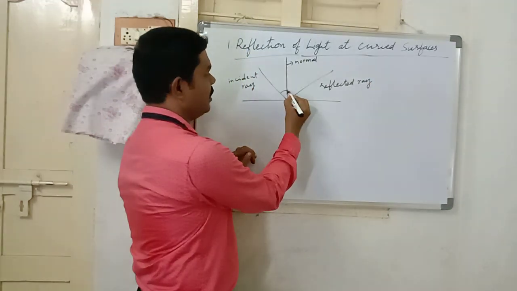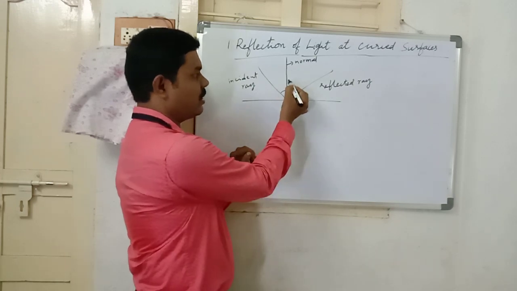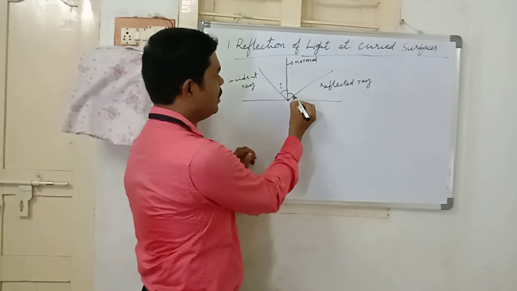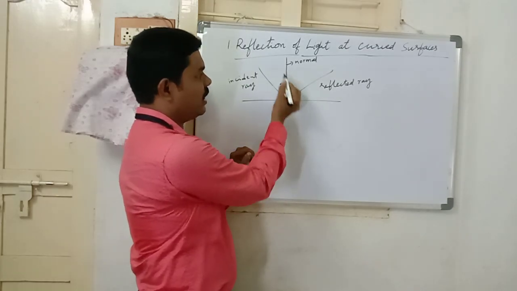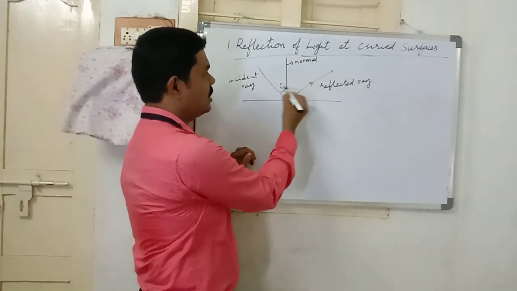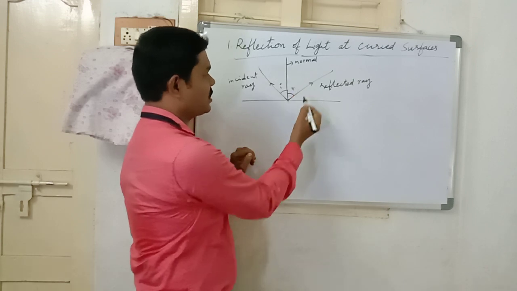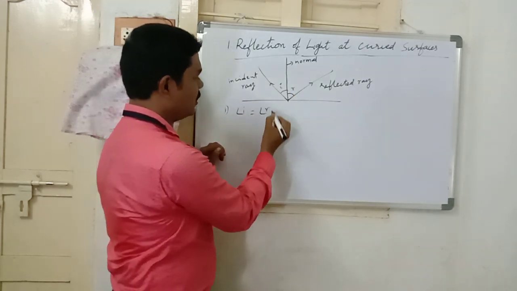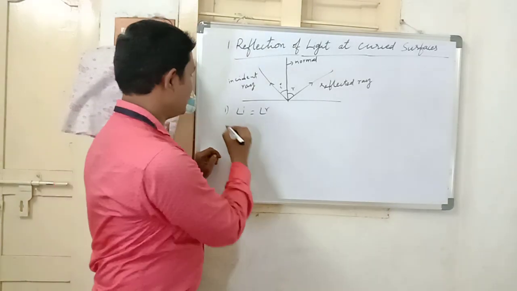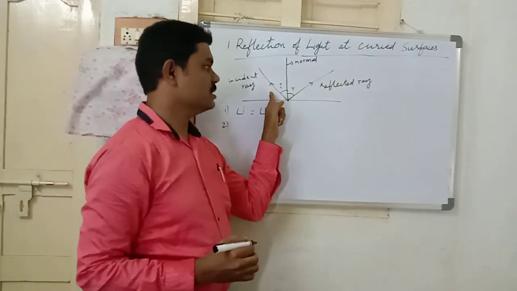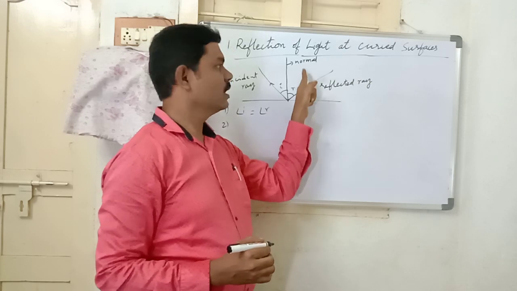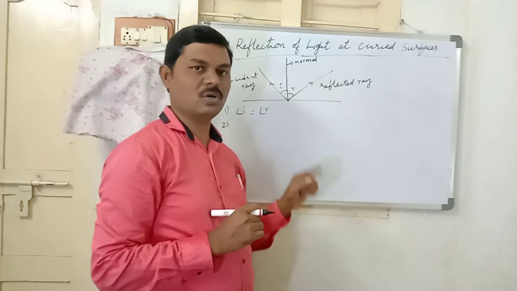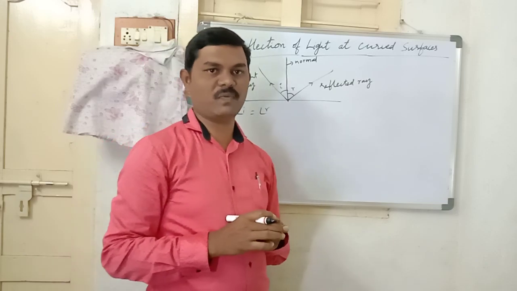The angle between the incident ray and normal ray is called the angle of incidence. The angle between the reflected ray and normal ray is called the angle of reflection. So the first law of reflection is angle I is equal to angle R, and the second law of reflection is incident ray, reflected ray and normal ray, all the rays lie on the same plane. So these are the laws of reflection of light.